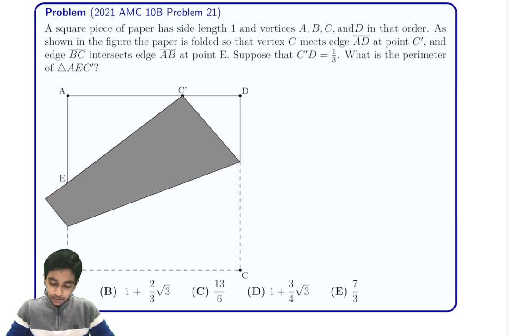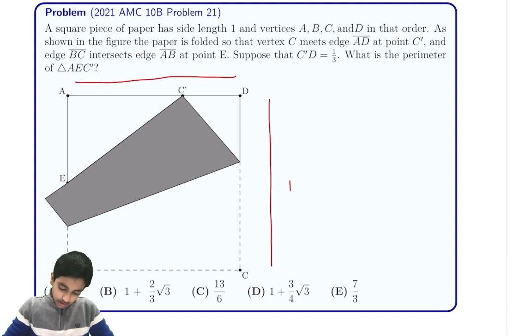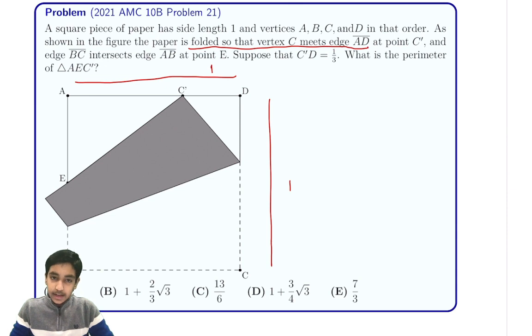A square piece of paper has a side length of 1. As shown in the figure, we're folding it so that vertex C meets edge AD. So we're basically folding this point here to this point here, across this fold point right here.